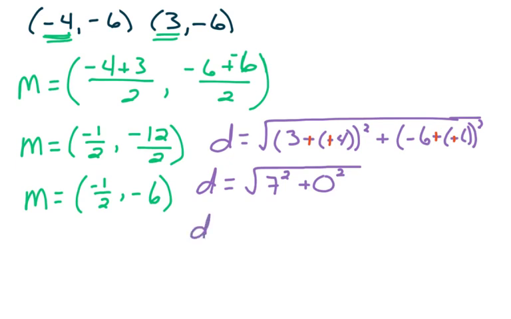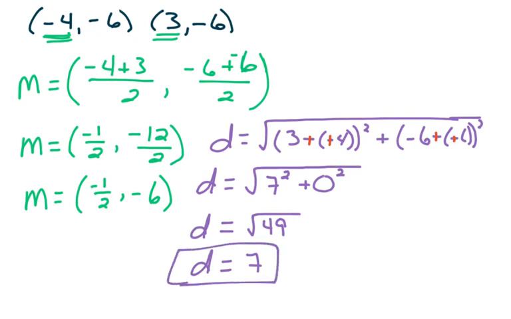So you end up with d is equal to the square root of 49. And the square root of 49 is just 7. So the distance between those 2 points is 7 steps. And the midpoint is at -1/2, -6.